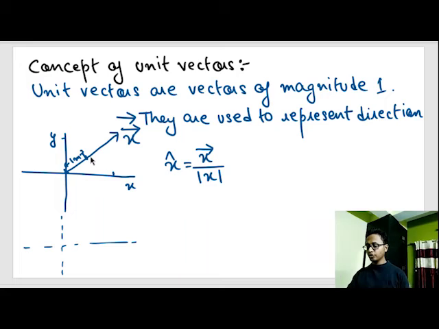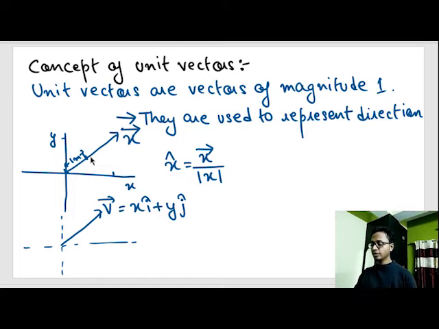Now suppose velocity is given as v vector, or expressed as xi plus yj. What is x? V cos theta i, and v sin theta j. So how do we find the unit vector of v in this line? The unit vector of v in this line is found by v vector, or xi plus yj, divided by the magnitude of v. The magnitude of v is root over x square plus y square.